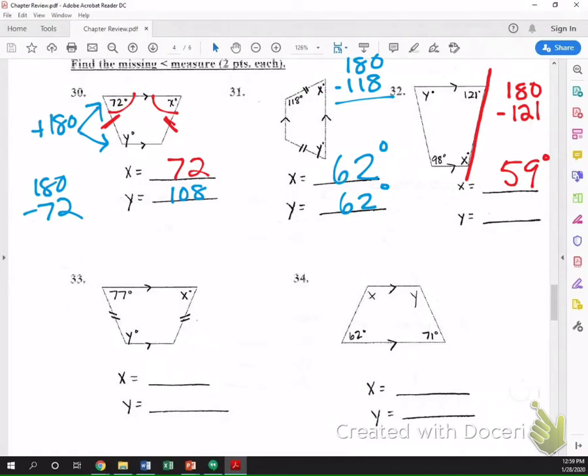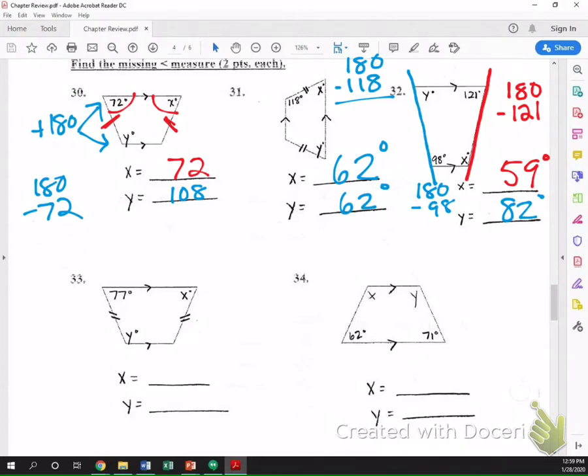Okay. Remember to stay along the same leg. So to find y, you go along this leg. 180 minus... don't flip-flop them. So what do you get for y? 180 minus 98. 72? Wait, 82. Yeah, 82. Good.